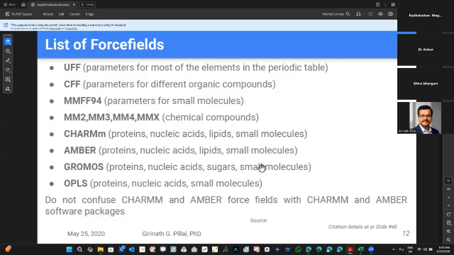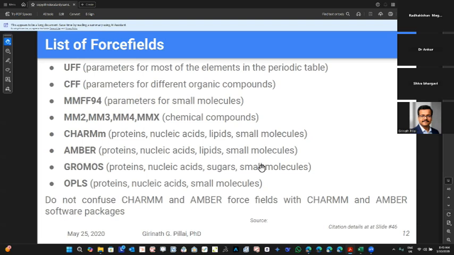So these are one of the main list of force fields that are required, right? And we did discuss this. Depending upon the software that you use, there are different force fields available. It could be like UFF or CFF, MMFF, MM2.